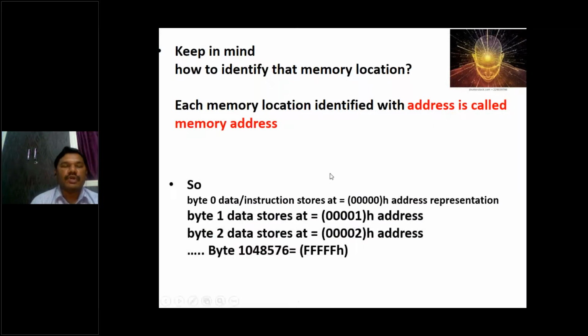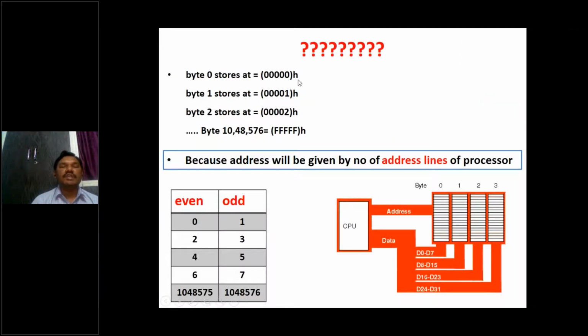Right, so how do we represent that address? Byte 0 data or instruction is stored at address 00000H. Byte 1 is stored at 00001H. Byte 2 is stored at 00002H address. And the last byte, 10,48,576, is stored at FFFFFH. Why it is stored like that, we will see one by one. So byte 0 is stored at this address, byte 1 at this address, byte 2 at this address, and the last byte, number 10,48,576, has address FFFFFH.